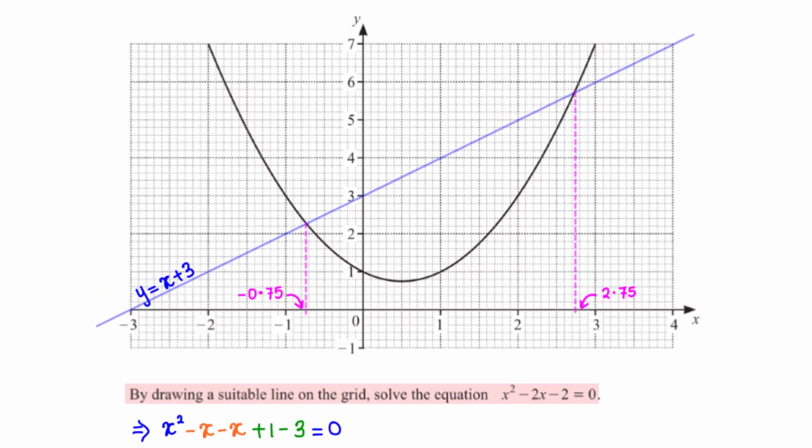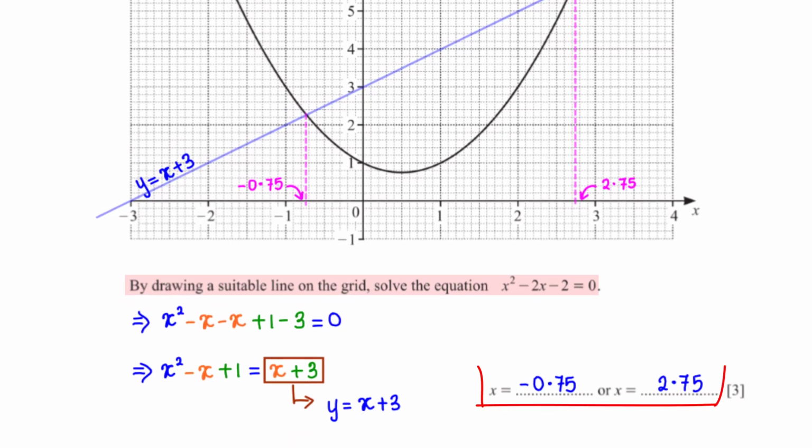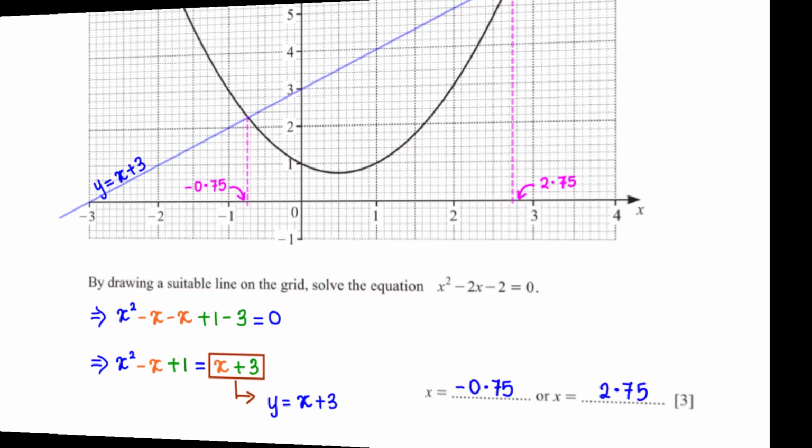After drawing the line, we need to mark the intersection points and read the x values of these points. And so our final answers are x equals negative 0.75 or x equals 2.75.